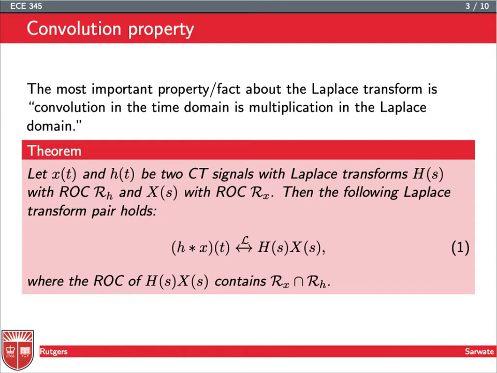If x of t and h of t are two continuous time signals with the Laplace transforms H and X with ROCs R_H and R_X, then the following Laplace transform pair holds: h convolved with x is H of s times X of s. So here we have the time domain, and here we have what's called the Laplace domain, right? And we're going to see various results like this. We're going to have the same thing for Fourier transforms, and same thing when you have Z transforms, that convolution in time is going to be equal to multiplication in frequency or in Z or in Laplace.